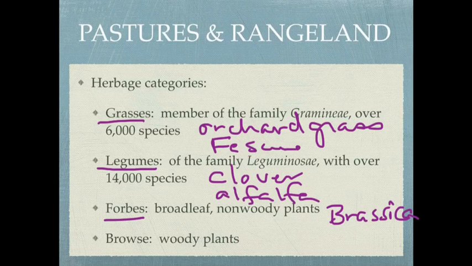Finally, the last herbage category is the browse. And for this, it's mostly on the rangelands. It's the woody plants, things like sagebrush and different types of brush, mesquite, those types of things that animals can graze. Various animals are adapted to various types of these herbage masses.